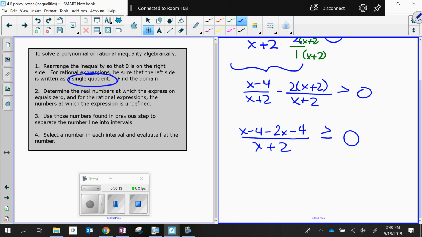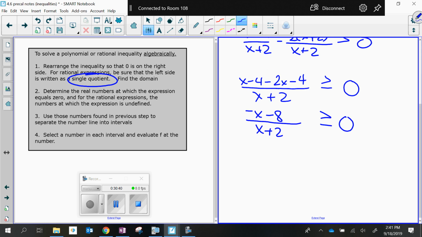Okay, now what? Combine my terms. Yeah, that's a good idea, Olivia. What does my combining like terms look like? Oh, sorry, I wrote 2 instead of 4. 8, sorry. Okay. You forgot to distribute? No, I distributed. I didn't write it.